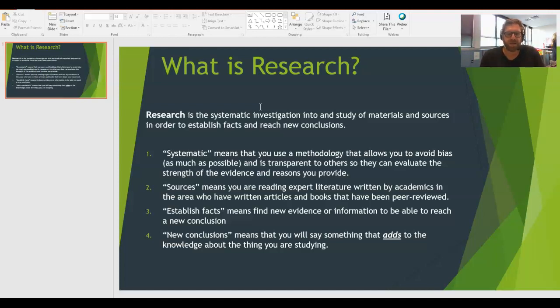Okay. Now, the other point here in this definition is it says that research is done in order to establish facts. Okay. Now, what does that mean? It just simply means that you're producing new information or evidence that will help you shed light on the question that you're trying to study.